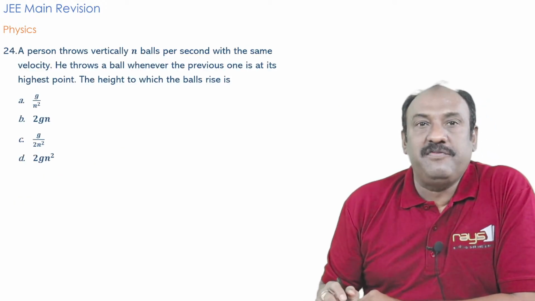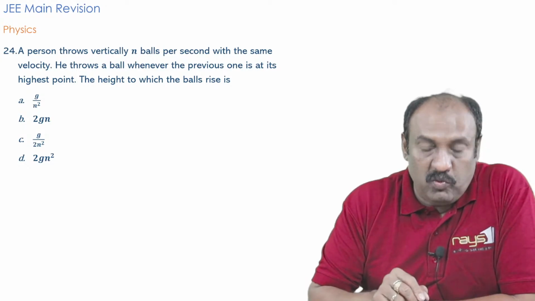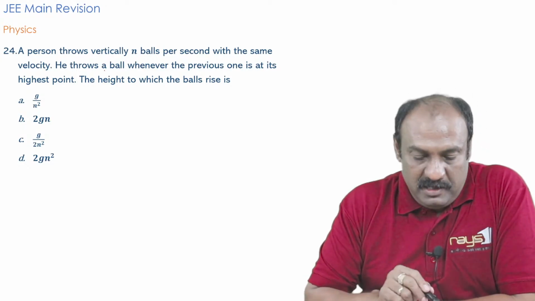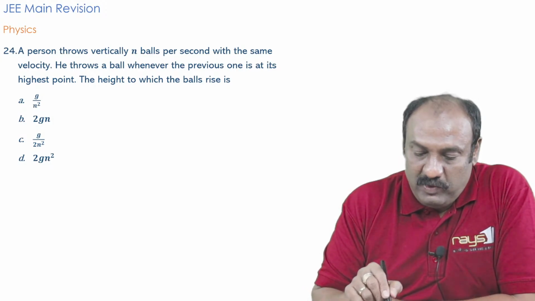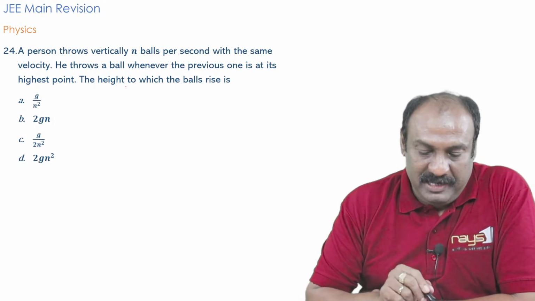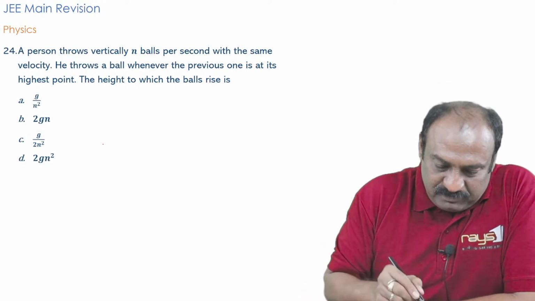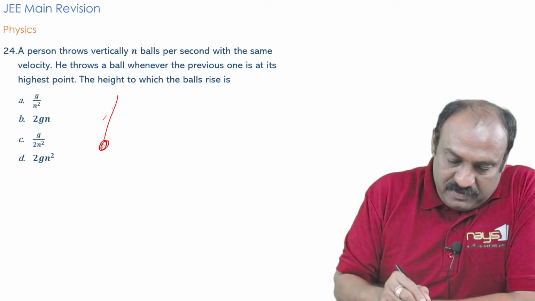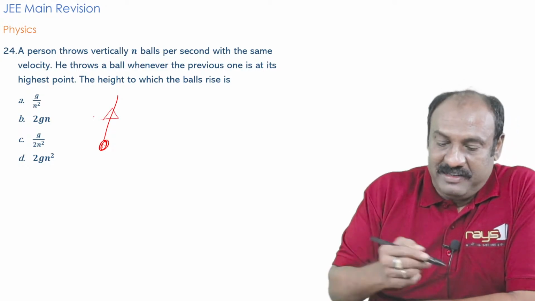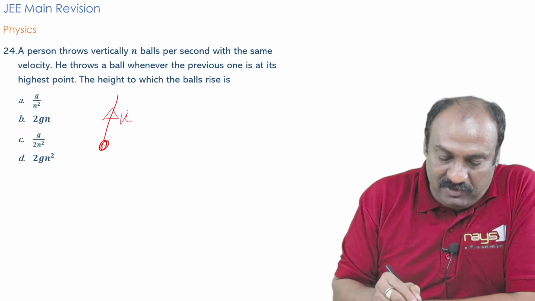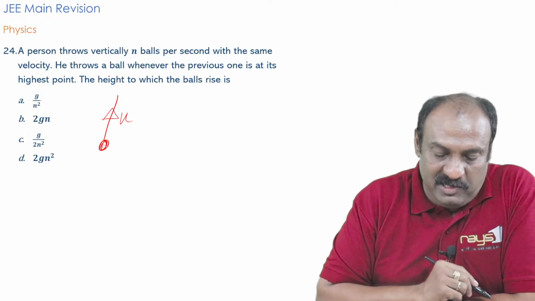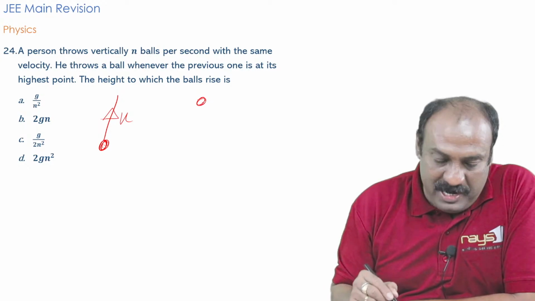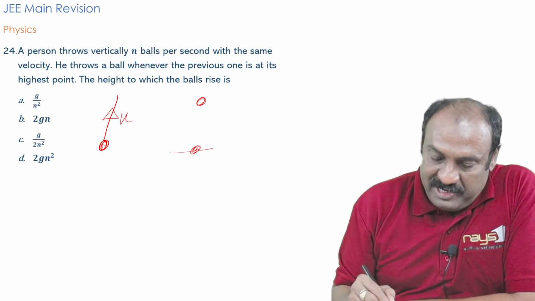Question number 24. A person throws vertically n balls per second with the same velocity. He throws a ball whenever the previous one is at its highest point. The height to which the ball will rise? All balls are projected with the same velocity u. Whenever the previous one is at its highest point, the second one is ready to project.